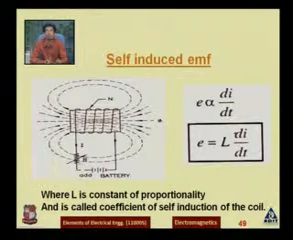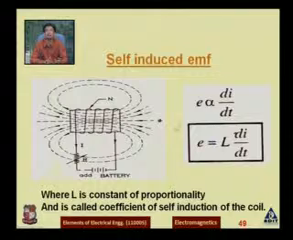Now if I want to increase this flux, I can decrease the resistance. As we know, V is equal to I into R. So if I decrease the value of resistance, the current flowing in the circuit, denoted by I, will increase. As the current increases, the flux will also increase. So we can say that as the flux increases, an EMF will be produced in the coil.